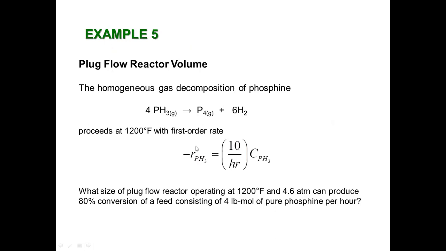The fourth example: determine the space-time. Now, the homogeneous gas decomposition of phosphine, which is, of course, a gas, is given here below and proceeds at 1,200 degrees Fahrenheit, provided with this particular rate law. So it's a first order reaction, knowing that the exponent of the concentration term here is understood to be raised to 1. Now, what size of plug flow reactor operating at 1,200 degrees Fahrenheit and 4.6 atm can produce 80% conversion of feed consisting of 4 pound mole of pure phosphine per hour?